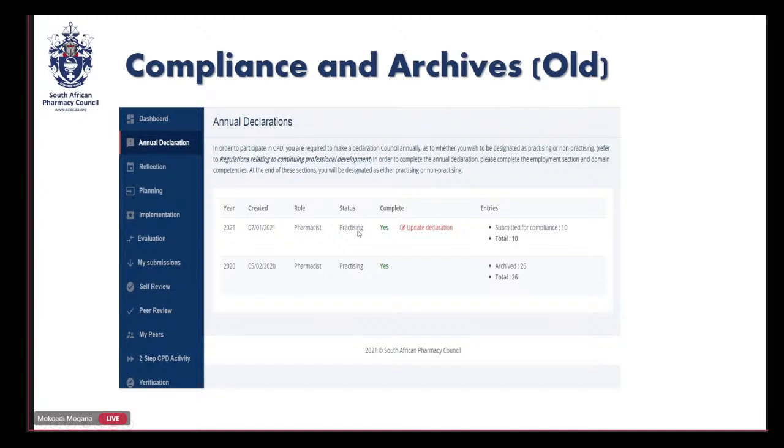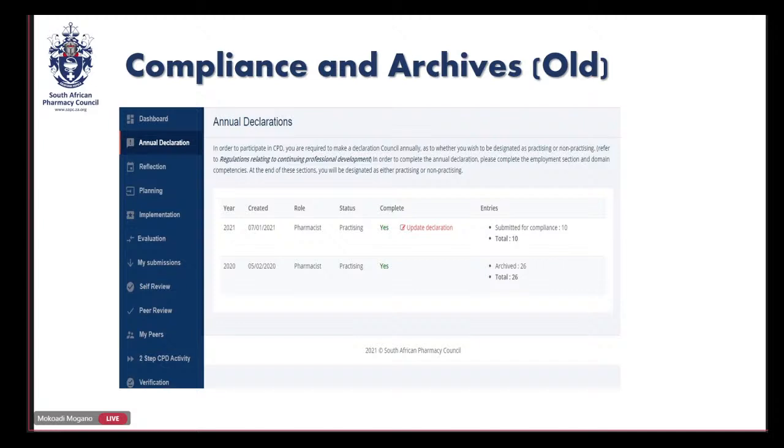You'll see the role, the status, whether it's practicing or non-practicing, complete, and you'll also see the number of entries on the system that have been archived. All right, so in this instance, for example, for this person, they submitted 26 CPD activities in 2020, and those activities were archived. So what normally happens is that at the end of each year, we do archive CPD activities so that we create space for new CPD activities for the new year.